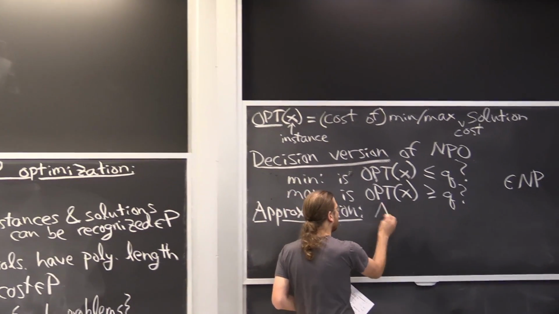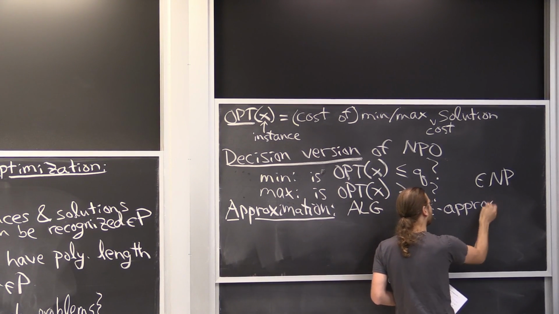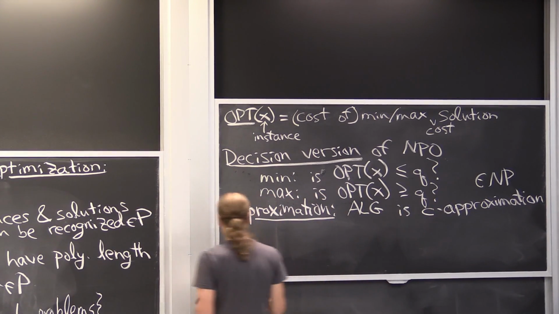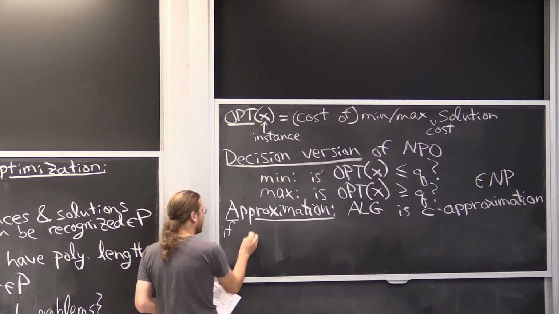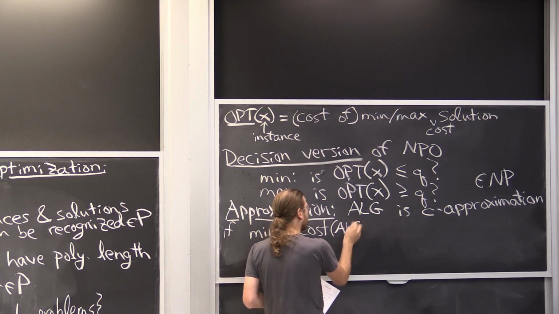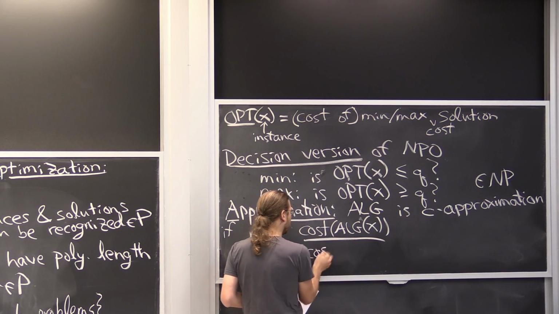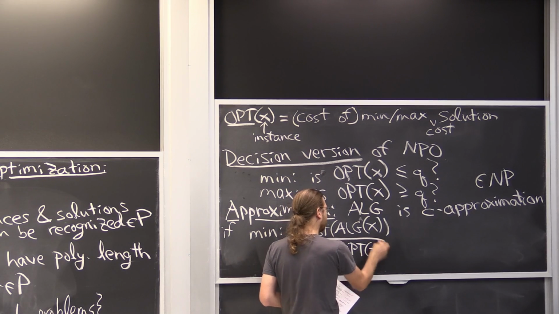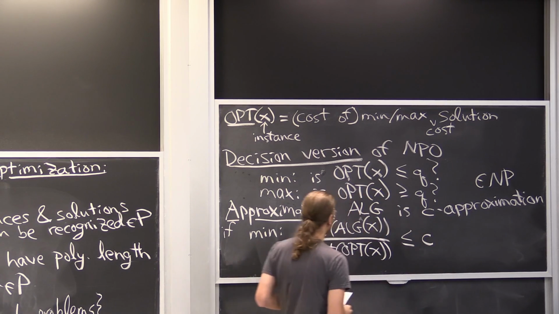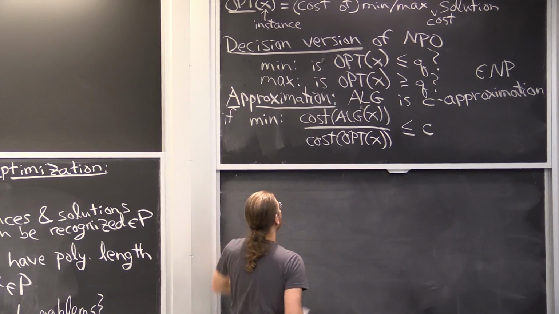So we're going to call an algorithm ALG a C approximation. I write C, but it's not necessarily a constant. It could be a function of n. In the min case, what we want is the cost of the algorithm applied to an input x, divided by the cost of the optimal of x. Here, for whatever reason, I write cost of opt instead of just opt. That should be less than or equal to C. We look at the ratio, and we want that to be bounded by some value.